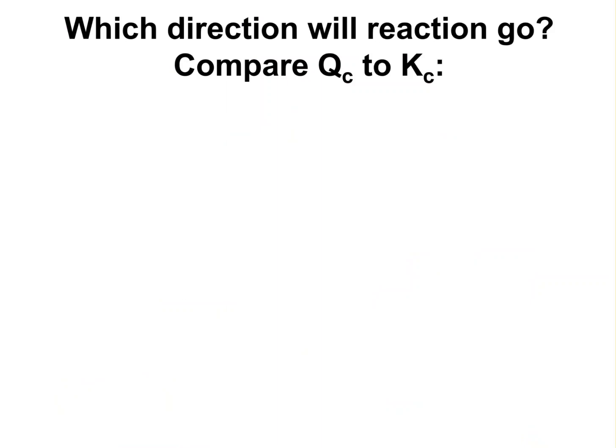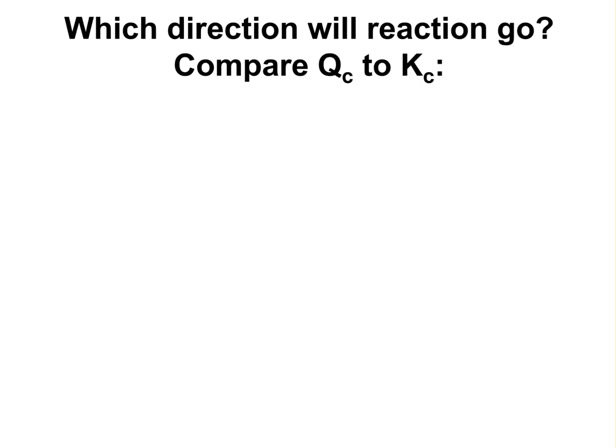So QC is just a way to see where you are compared to where the equilibrium constant says you should be. The equilibrium constant tells you what ratio of products to reactants is most stable, and you throw your reactants and products together. They may not be at that ratio yet, and calculating this will help you know which way it's going to go in order to get there.